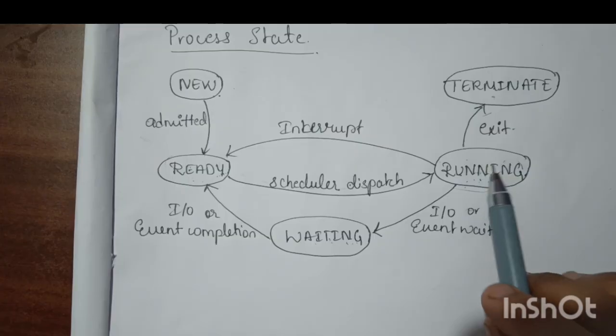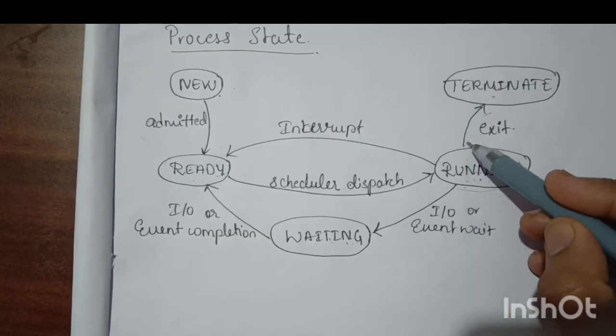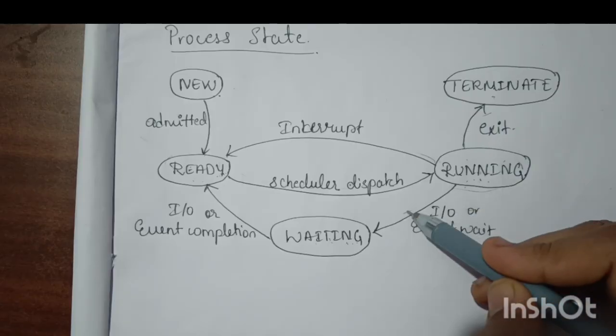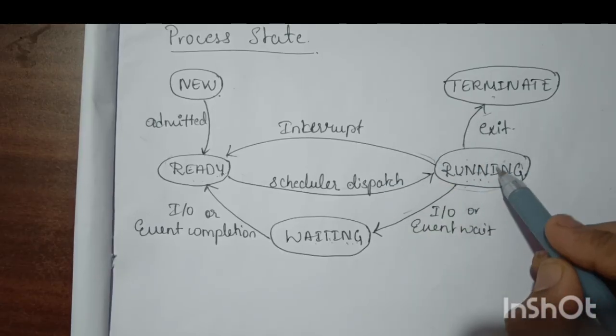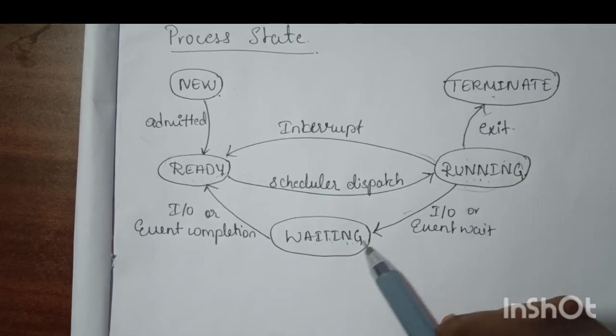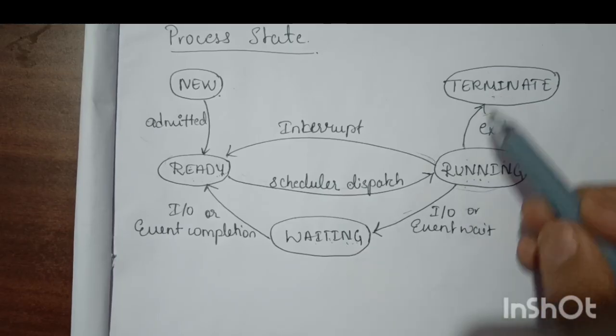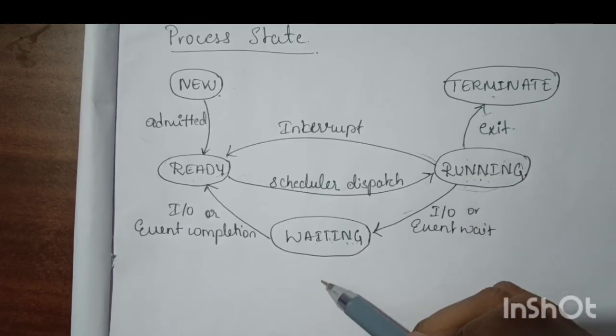Now when the processes are in the running state, you have three cases. You can see here three arrow marks are going out. So you have three cases to be seen here. So before going to that, first I will be defining waiting and terminate, then we'll go with these three cases.